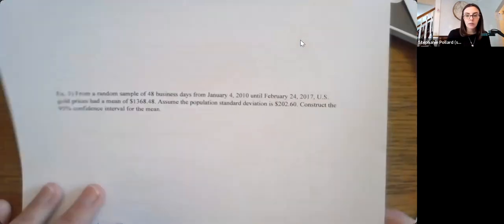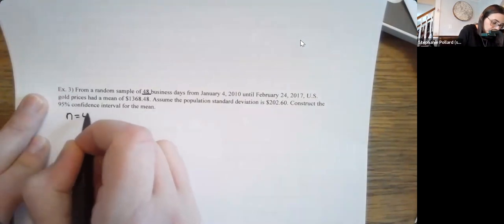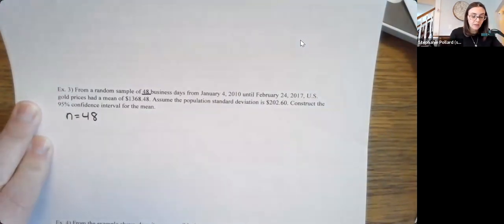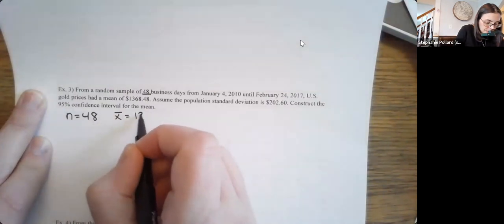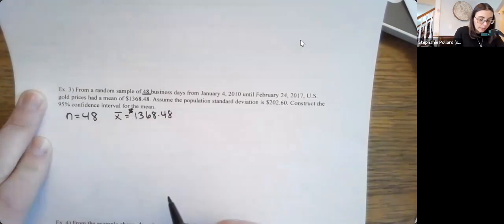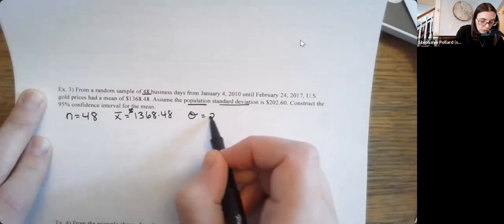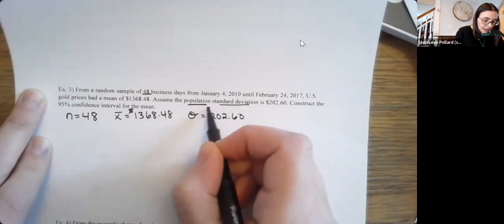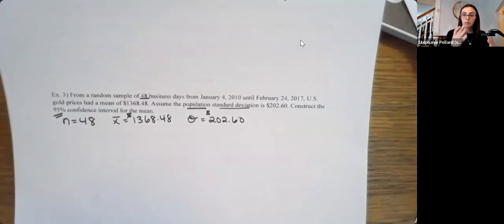All right, the next example, doing a little bit more of a word problem here. From a random sample of 48 business days, from January 4th, 2010 until February 24th, 2017, U.S. gold prices had a mean of 1,368.48. We're going to assume the population standard deviation is 202.60, and we're going to construct the 95% confidence interval here. So read through again carefully.